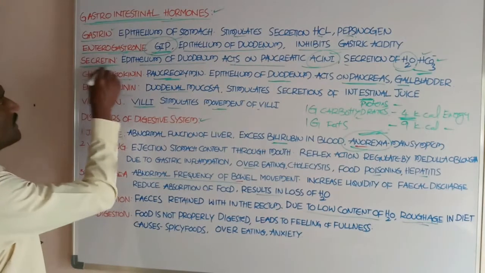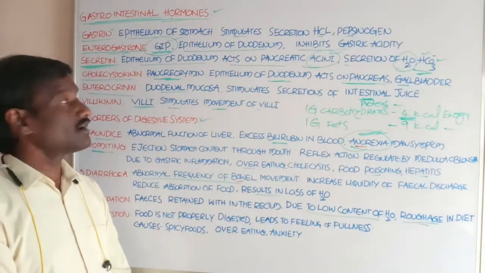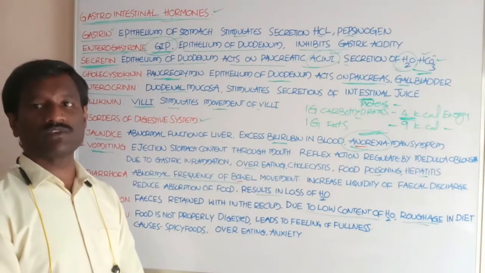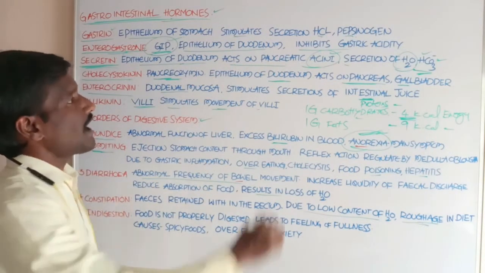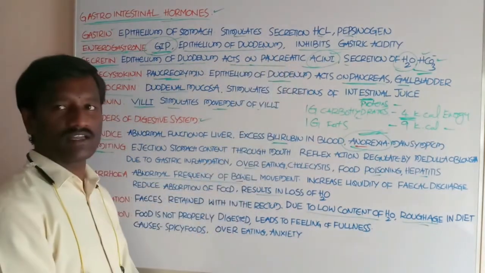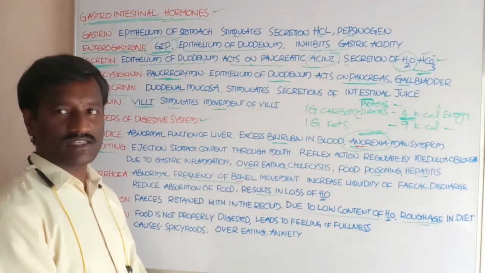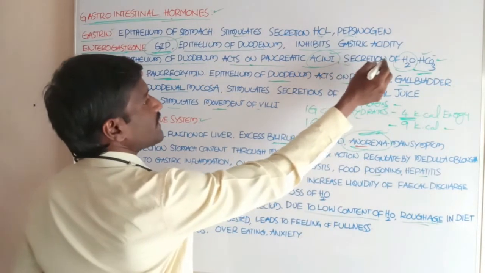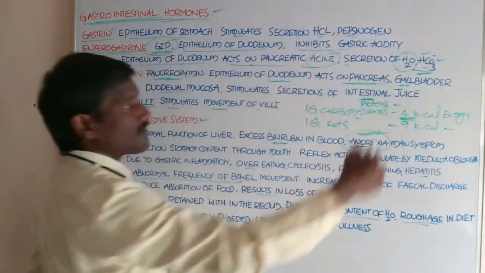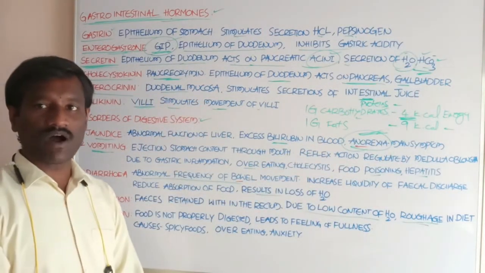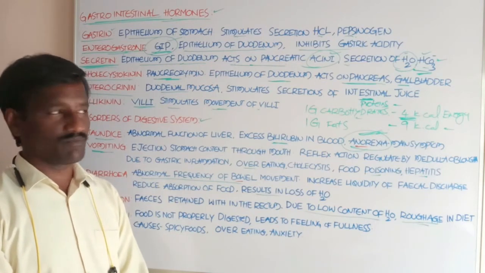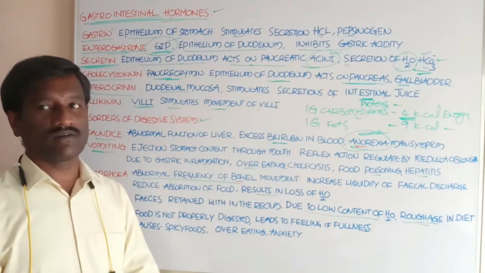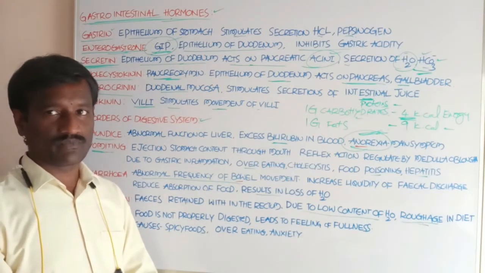And the third one is secretin. Secretin is secreted from the epithelium of the duodenum. The duodenum is the first part of the small intestine. It acts on the pancreatic acini present in the pancreas to secrete water and bicarbonates. The bicarbonates decrease the acidity of the gastric juice.